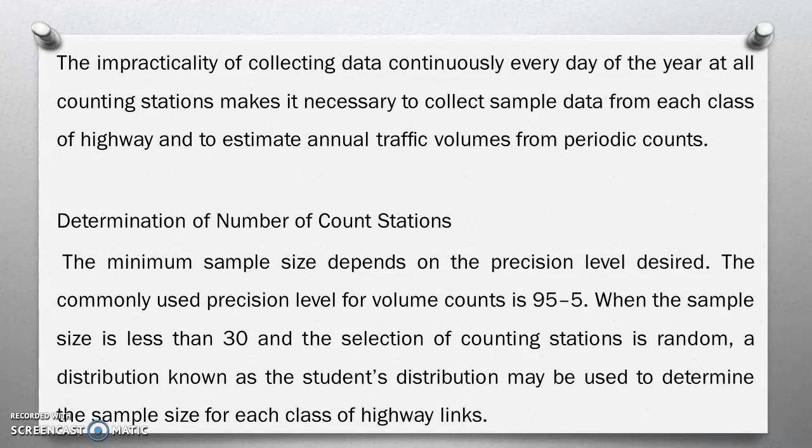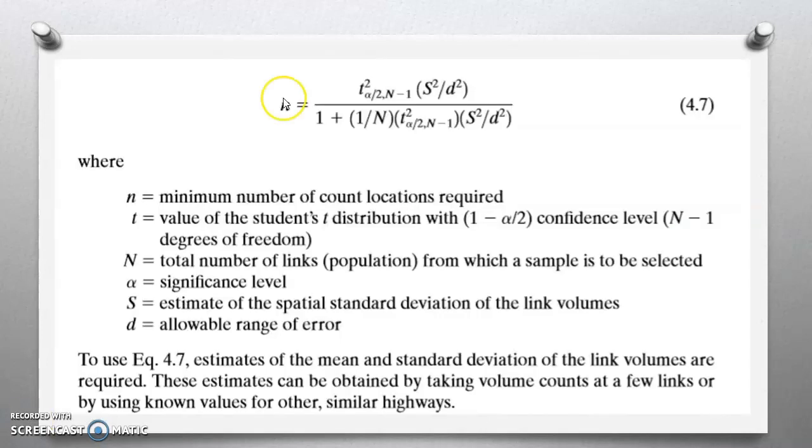The commonly used precision level for volume counts is 95 minus 5, where the sample size is less than 30 and the selection of counting stations is random. A distribution known as the student's distribution may be used to determine the sample size for each class of highway links. Assuming that the sampling locations are randomly selected, then the minimum number of samples is given as this. So we're going to discuss it later using an example.